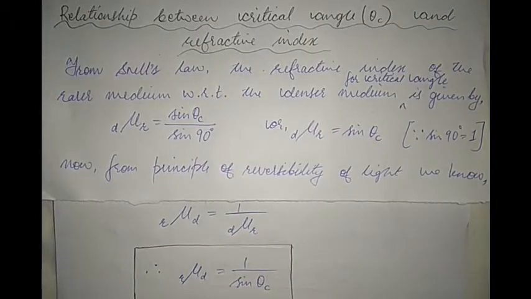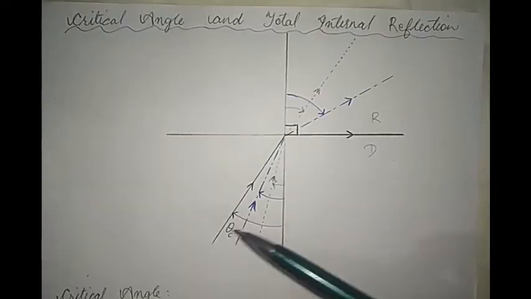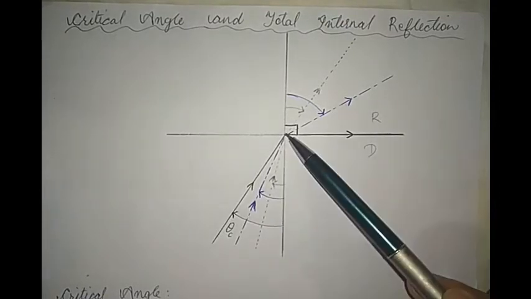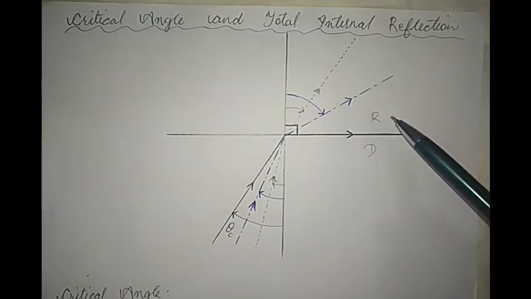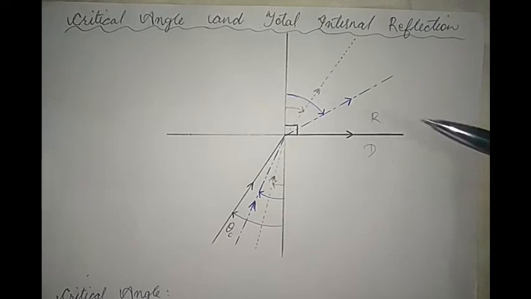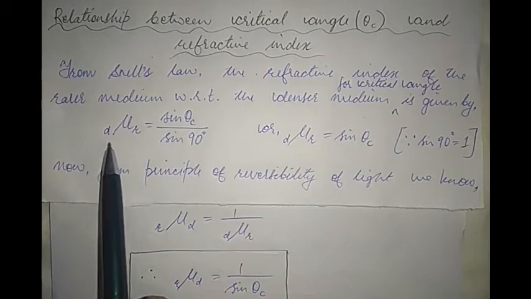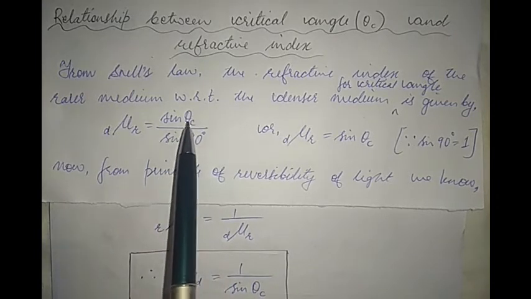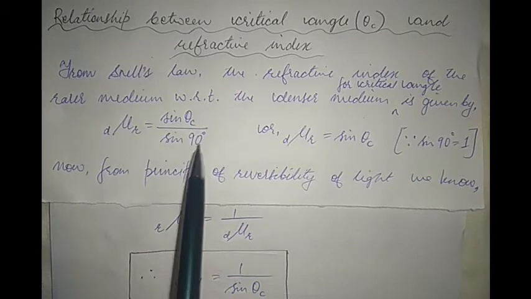Next, let us see the relationship between critical angle and the refractive index. In the picture, we can see that the ray of light is incident from the denser medium, so the denser medium is the first medium, and the ray of light is getting refracted in the rarer medium, so the rarer medium is the second medium. Therefore, from Snell's law, at critical angle, the refractive index of the rarer medium with respect to the denser medium is given by mu rd, which is equal to the sine of the angle of incidence divided by the sine of the angle of refraction. Now for critical angle, we already know the angle of incidence is theta c and the angle of refraction is 90 degrees.